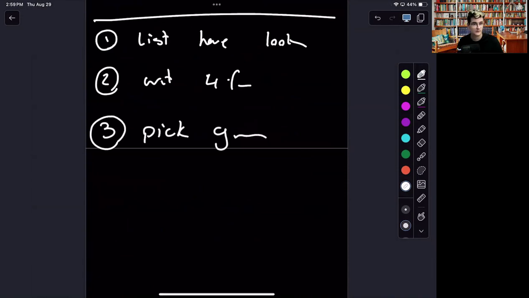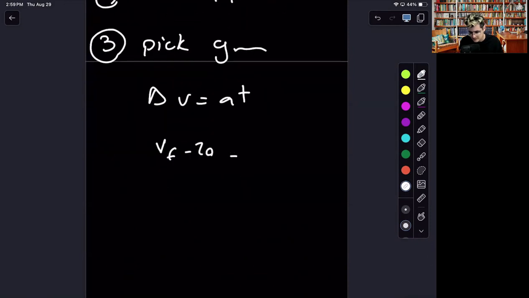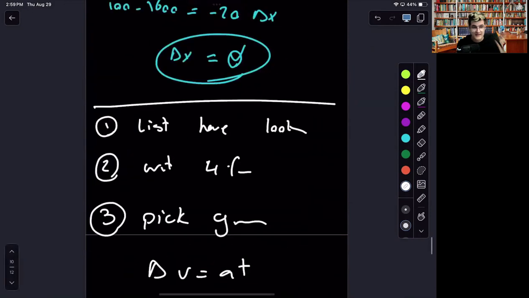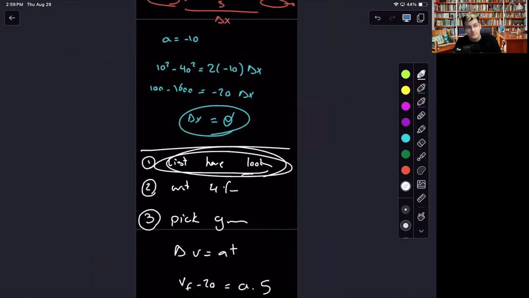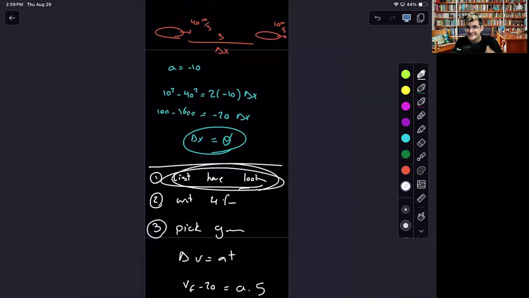What is a good formula? A good formula is one where everything is given, basically everything you have, but there's only one unknown in it. If you have a formula like delta v is equal to at, v final minus 20 is equal to a times 5, there are two unknowns here. There's no way you can use this formula to solve the problem. So it means that you picked the wrong formula. So go back and see, based on the things you have and the things you're looking for, which equation is the best. Okay. This is the basics of 1D kinematics.